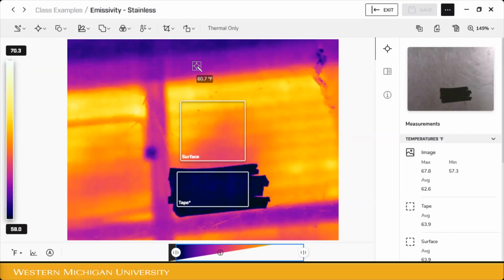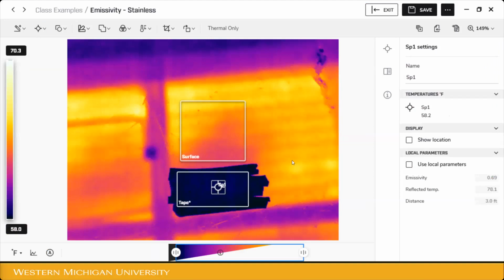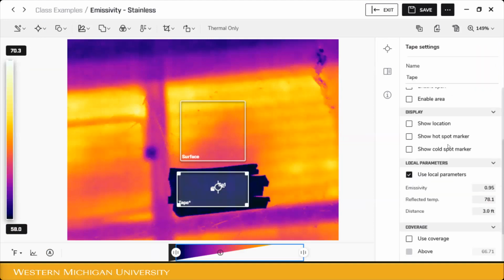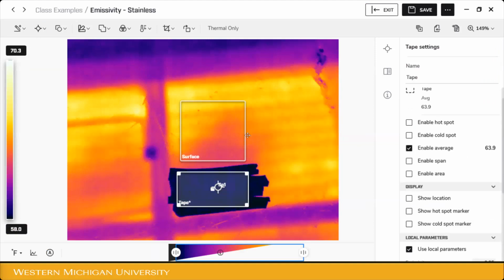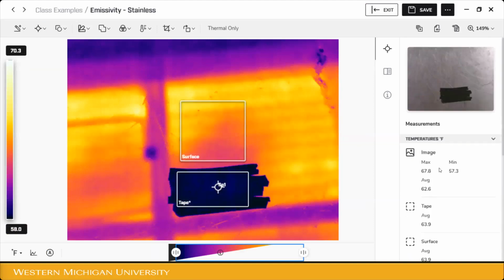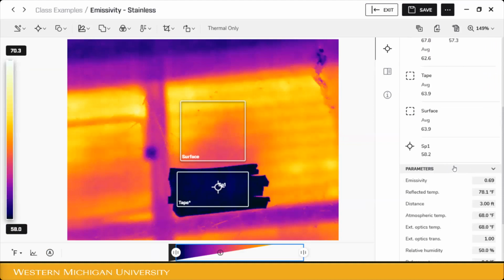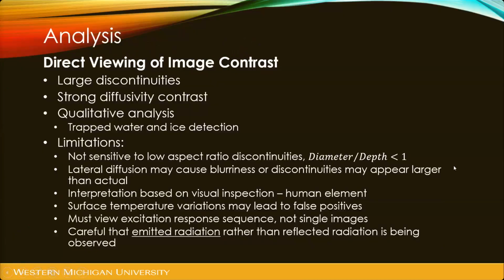Now, this was an image to find the emissivity of this. The emissivity of that area of the image was 0.69 because it's much more reflective than the tape, which is 0.95. So that's this last one, where we want to make sure we're measuring emitted radiation rather than reflected. Okay?